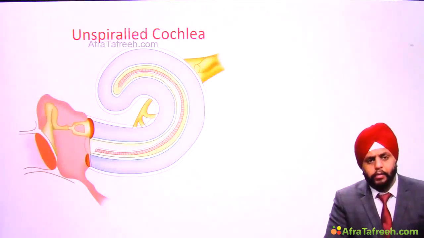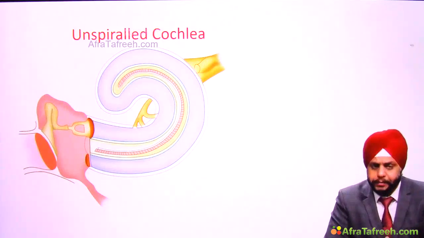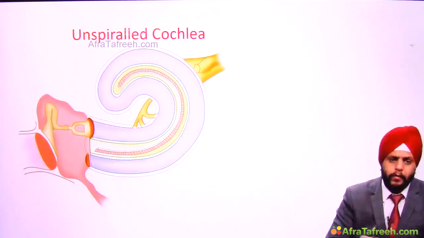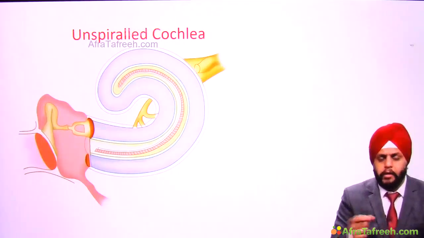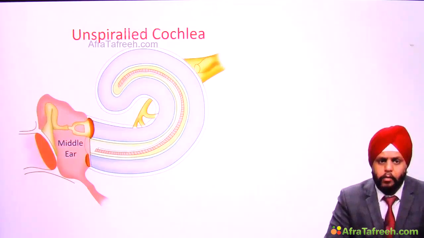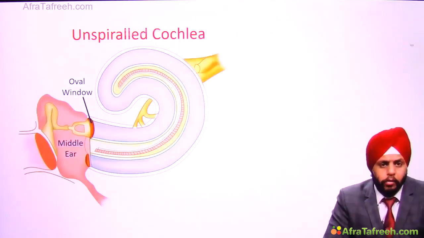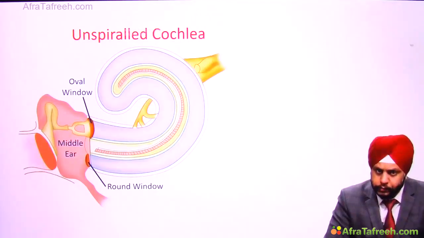And now what we do is we unspiral the cochlea. So we know it has 2.75 turns. Now we have unspiraled the cochlea. So what can we see over here? We can see the middle ear. From the middle ear to the inner ear, there are 2 windows, oval window and round window.